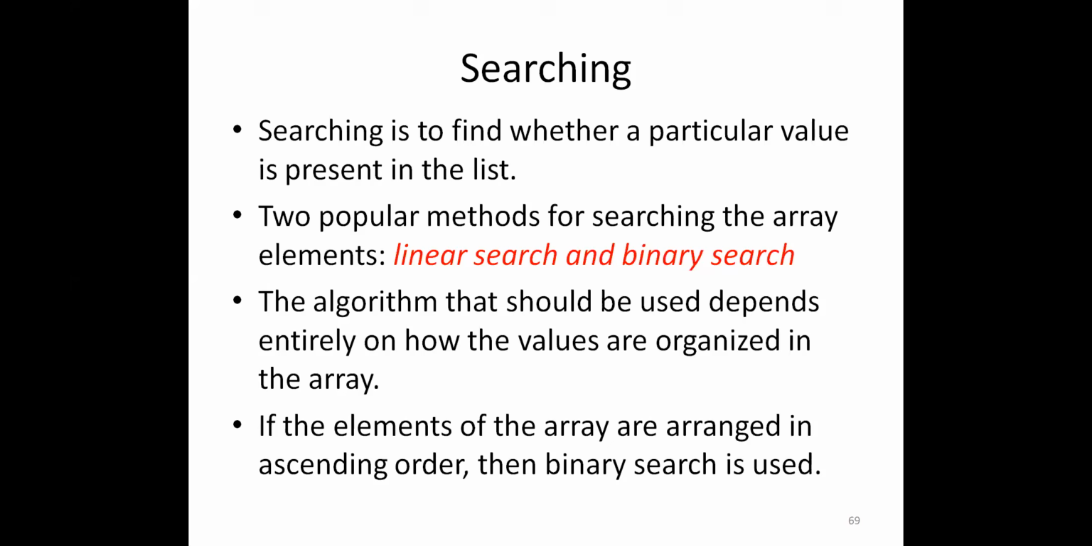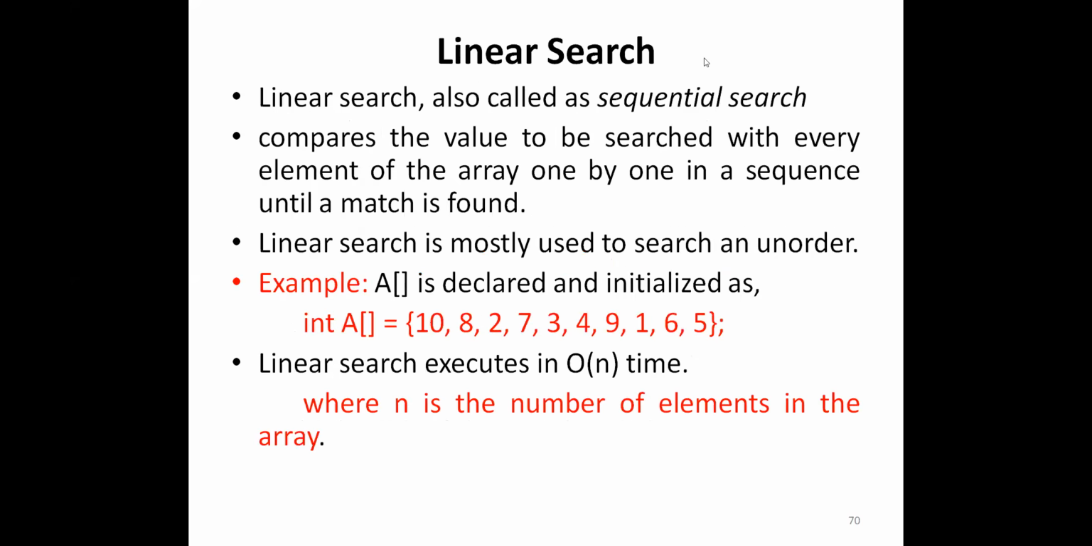If the elements of the array are arranged in ascending order, then binary search is used. If the elements are in ascending order or in descending order, the searching technique that is better compared to others is the binary search technique. Binary search can be used efficiently to search an element if the elements in the given array are in sorted fashion.